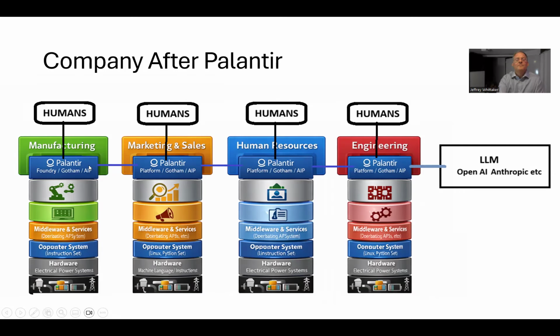So this is before Palantir, and after Palantir, we put this new Palantir layer on top. The blue line represents how data can be automated and allowed to flow between the different divisions within a company. Humans are still involved, and it elevates the humans to more of a supervisory role in many situations because of the automation.